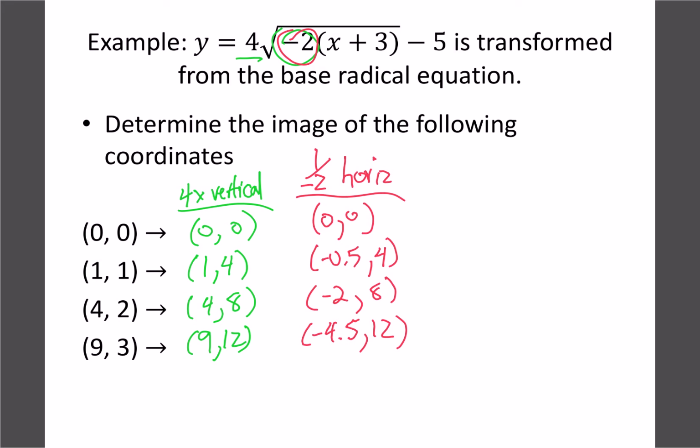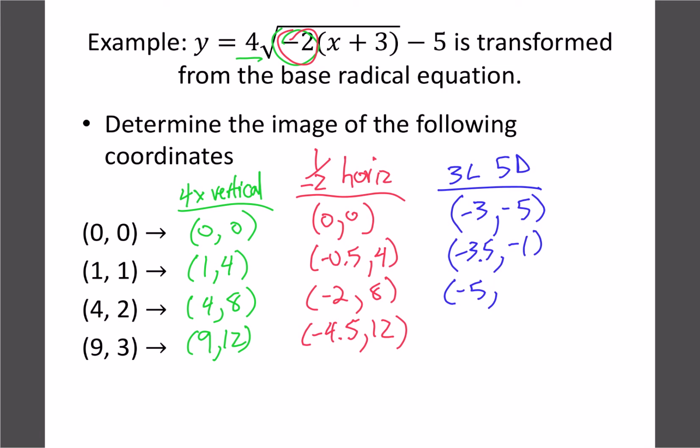And then our last step is do the translation. So we've got 3 left, and our -5 would be 5 down. So we just do that on the last one. So take each coordinate, go 3 left, we'll make it -3, 5 down would be -5. Do that with the rest, -3.5, and -1, -5, and 3, and -7.5, and 7.